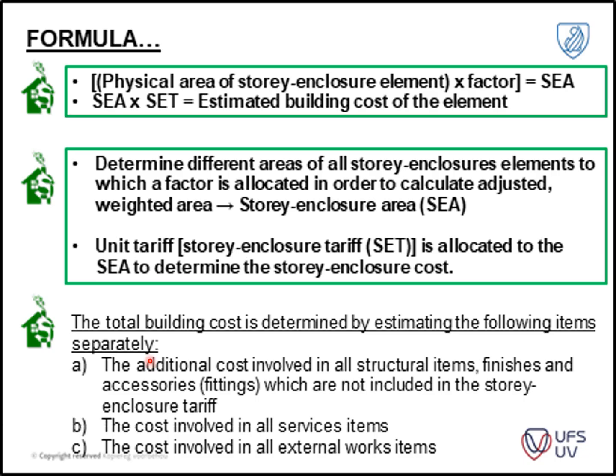So the total building cost is determined by estimating the following items separately: the additional cost involved in all the structure items, finishes and accessories which are not included in the story enclosure tariff. Okay, so external works and so forth. The cost involved in all services items, and the cost involved in external works.